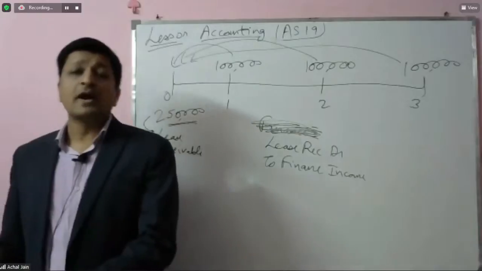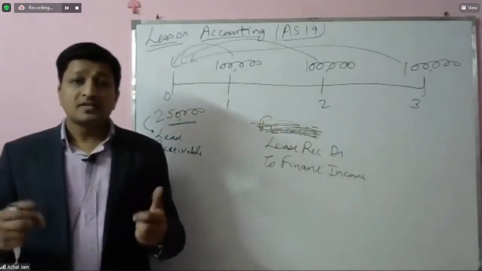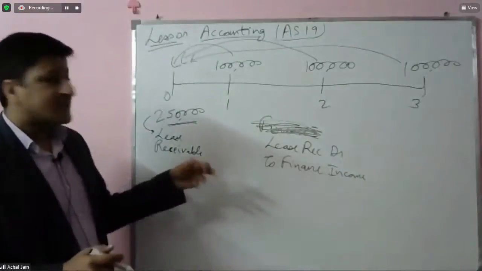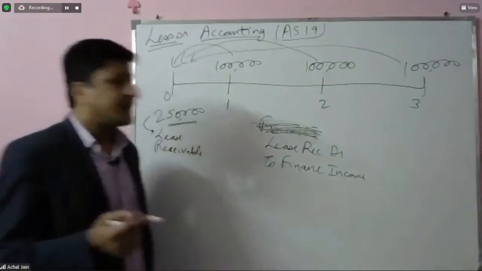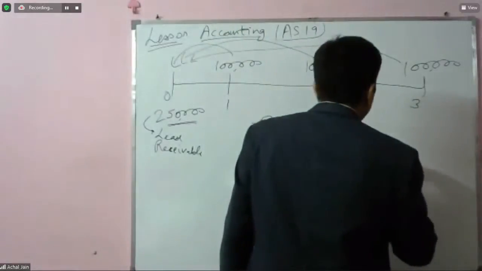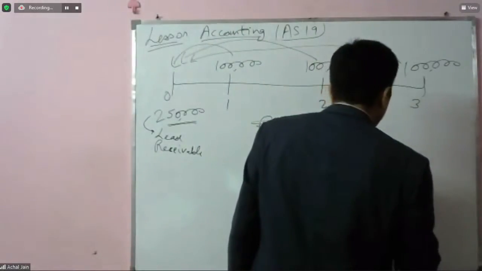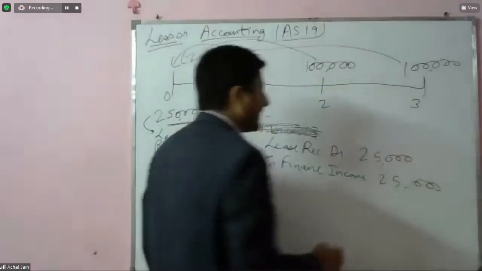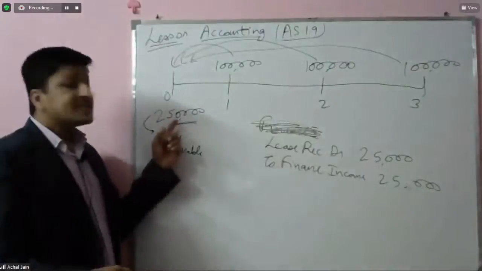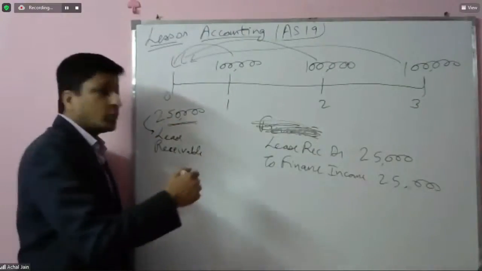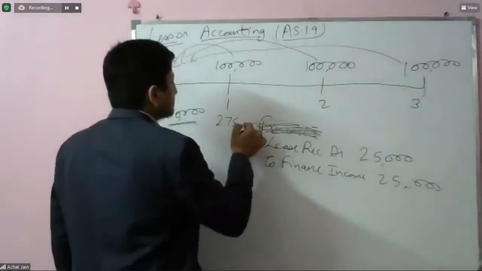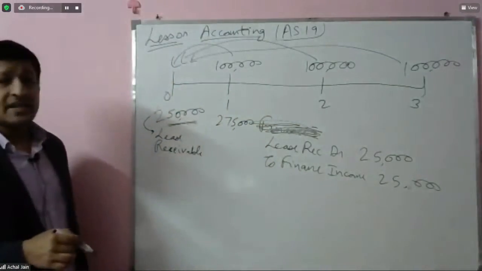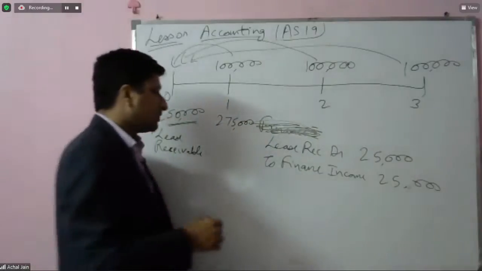Which is now required to be received and on which he will earn interest. So on this, let's suppose 2,50,000 gives an interest of 25,000. So by the end of first year, what will happen? This lease receivable will become equivalent to 2,75,000.